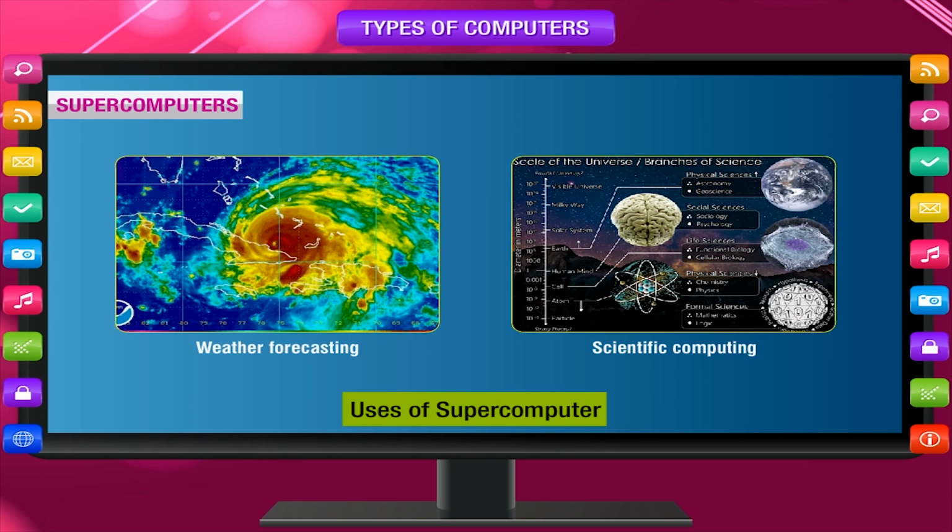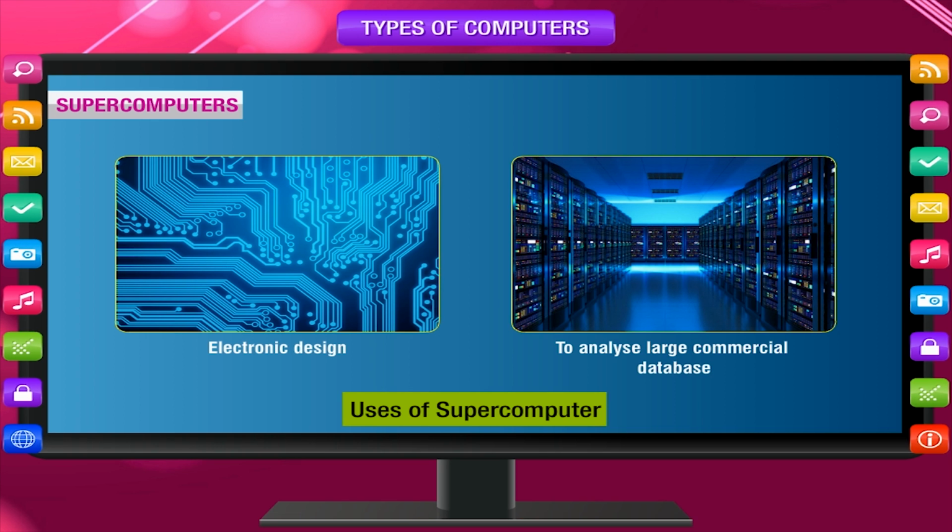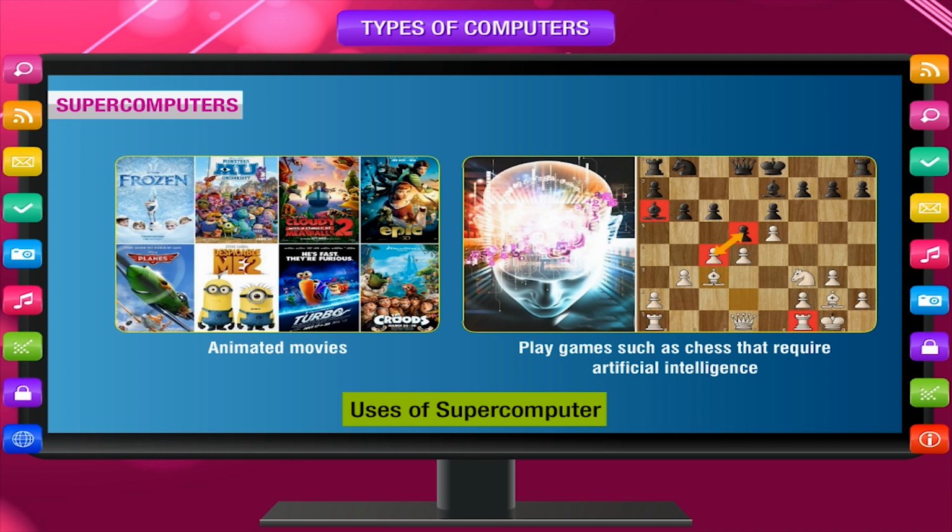Uses of supercomputer. Applications of supercomputers are weather forecasting, scientific computing, electronic design, analyzing large commercial databases, animated movies, and playing games such as chess that require artificial intelligence.